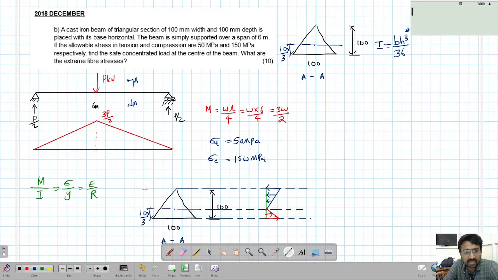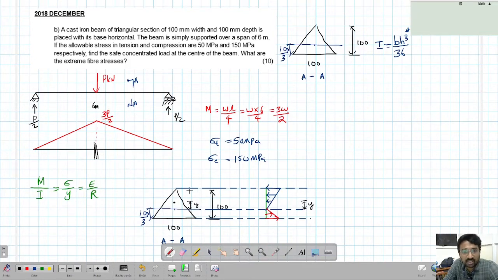Now in the bending equation, y is nothing but the distance of any point that we want from the neutral axis. For example, if you want to find stress at this point, the location of that point from the neutral axis is y. Substitute in that equation, M is the moment at the section. Different locations will give different M. We will consider the maximum bending moment, so this section. At this section the moment is 3P by 2. I we know, it is bh³/36. When you substitute the value of y, if it is, let's say, 5 mm, you will get the stress at 5 mm.